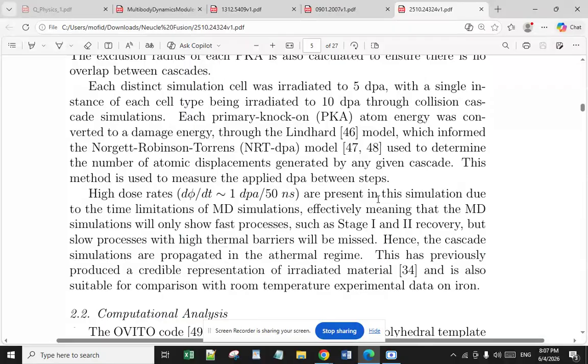Each primary knock-on atom energy was converted to damage energy through the Lindhard model, which informed the Norgett-Robinson-Torrens model used to determine the number of atomic displacements generated by any given cascade. This method is used to measure the applied dpa between steps.